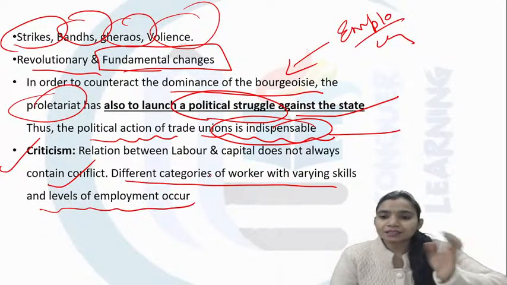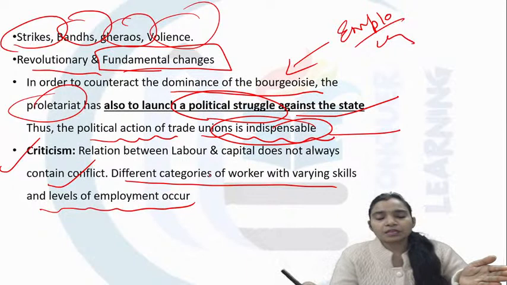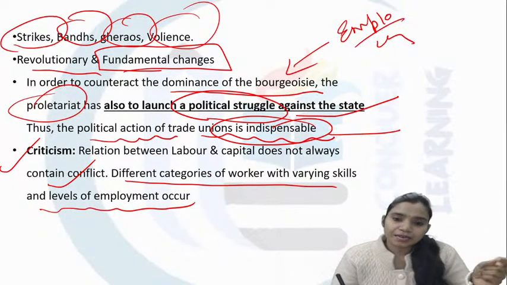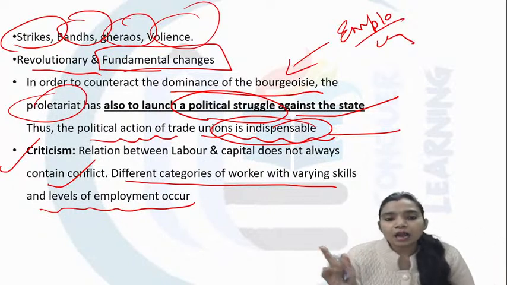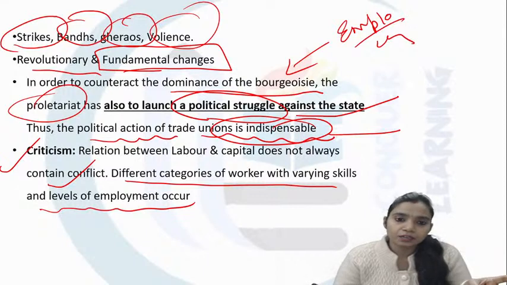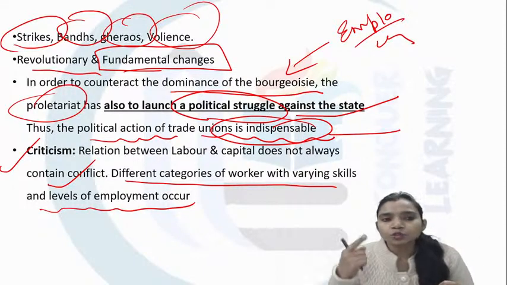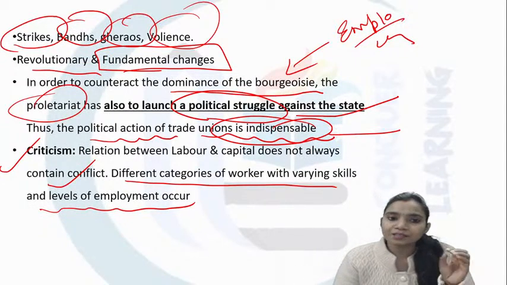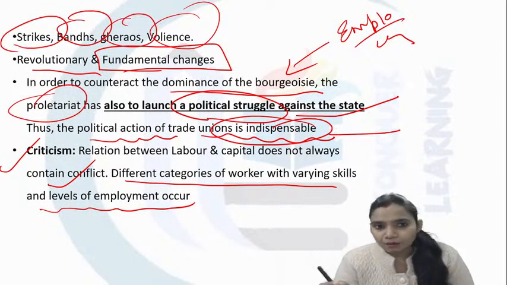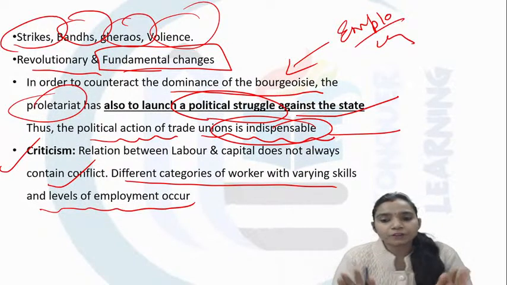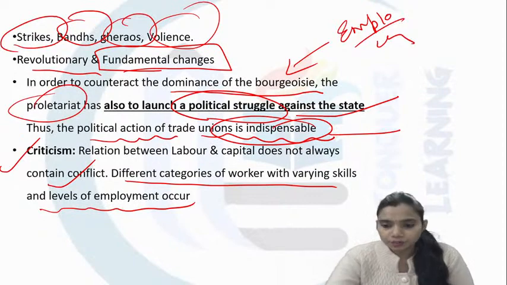Fine. So the basic difference between the Webbs and Karl Marx: Webb non-revolutionary, Karl Marx revolutionary. Webb said it's reconstruction of society. Karl Marx said it's overthrowing the capitalists. Webb used mutual insurance, collective bargaining and legal action. Marx used strike, bandh and gherao, violence. Webb said trade union is the result of the class struggle. Karl Marx said trade unionism is the result of the inherent conflict between both the classes. I hope the difference is clear between the two theories.